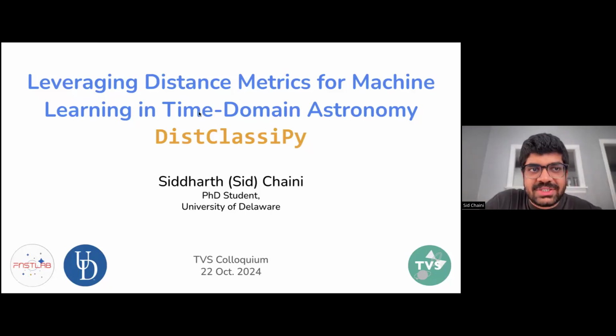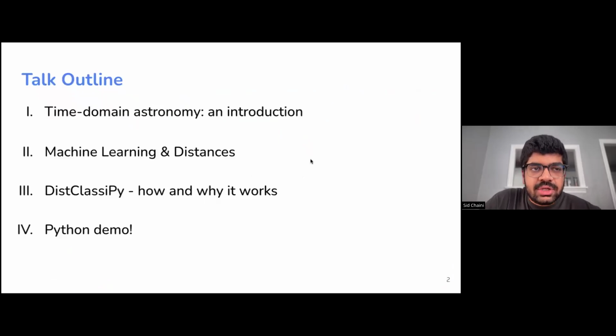All right. Thank you, Priscilla, for organizing this and having me over. I'm Sid Chaini. I'm a PhD student at the University of Delaware. And today I'm going to be talking about how we can leverage distance metrics for machine learning in time domain astronomy. And I'll also be talking a bit more about a Python package and a method we developed called DistClassiPy. And yeah, without further ado, let me get into it.